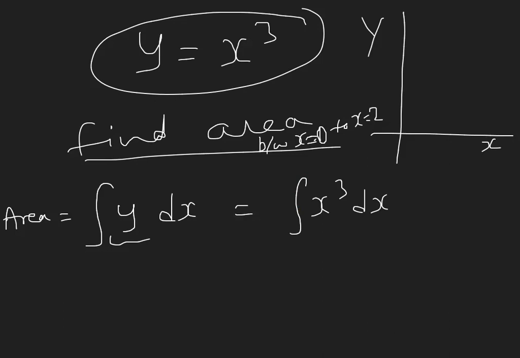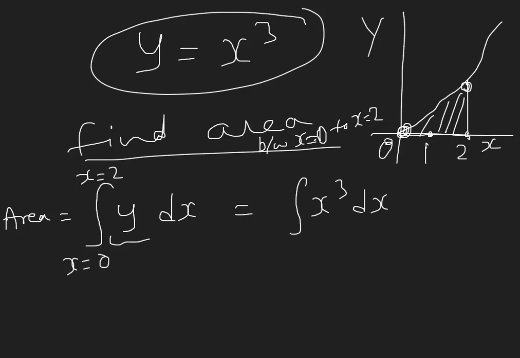The integration limits they told are x equal to 0 to x equal to 2. Let me take 0, 1, 2 on the axis. There is some curve here, and from 0 to 2 they want the area. That is the question actually. Y is equal to x cube. Suppose the graph is like that. Then between 0 and 2, this total area is what we want.